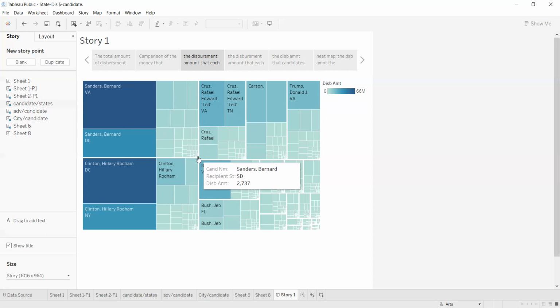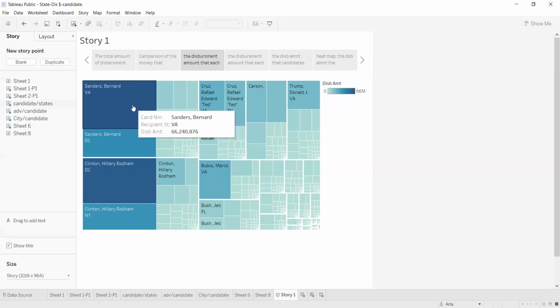As you know, South Dakota is a Republican state, so maybe he didn't want to spend money in a Republican state. That's why he spent just, I mean, more than $2,500 in South Dakota. And as you can see, he spent more than $66 million in Virginia. So it shows the priority in terms of spending money in each state.